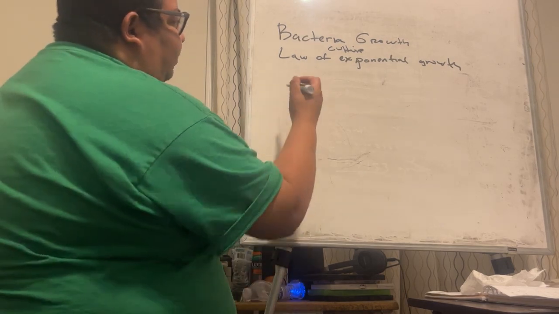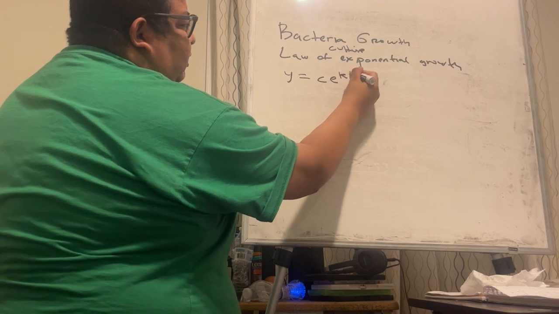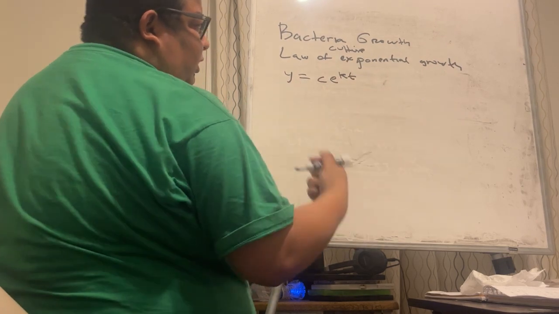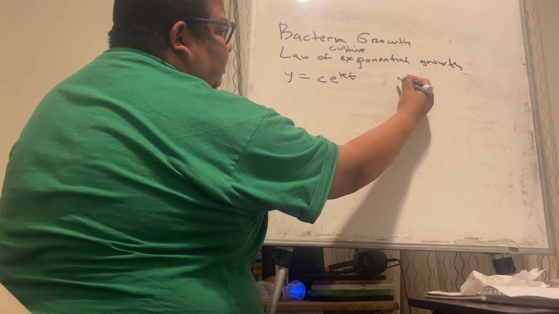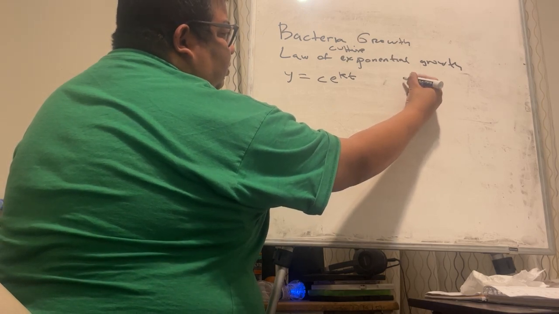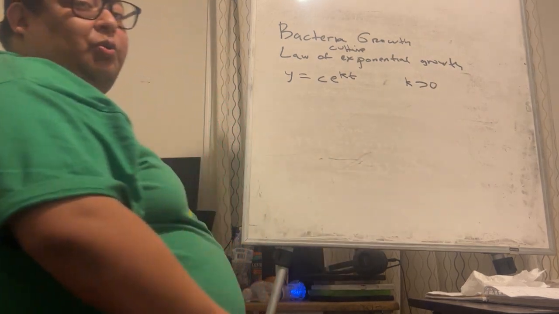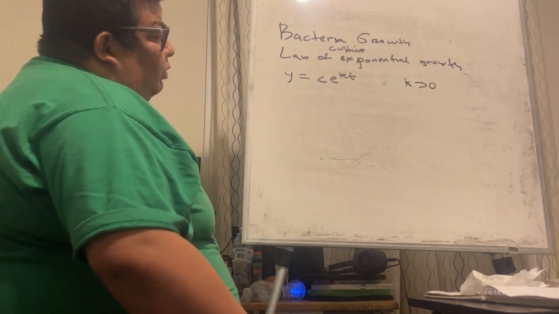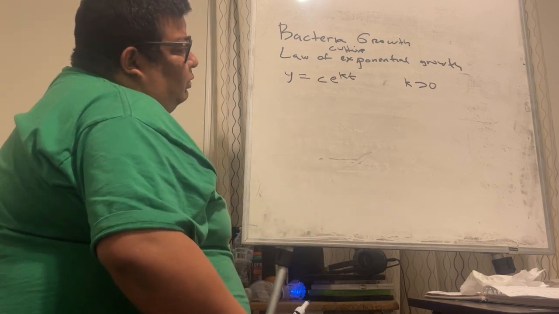Alright, so the law of exponential growth says that y is equal to c e to the kt, and because the bacteria is growing in amount, we need k to be greater than 0, so we have growth. Alright, so we're going to come up with two equations.